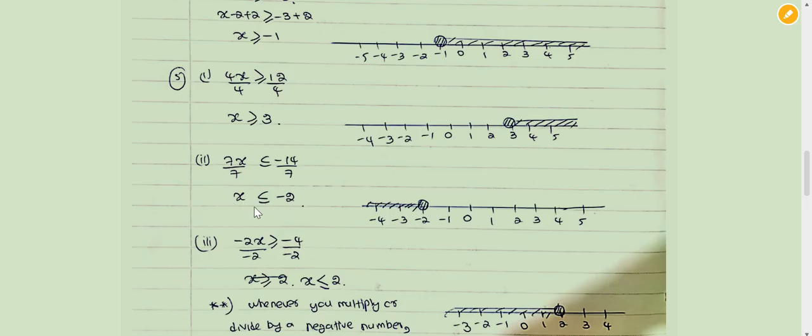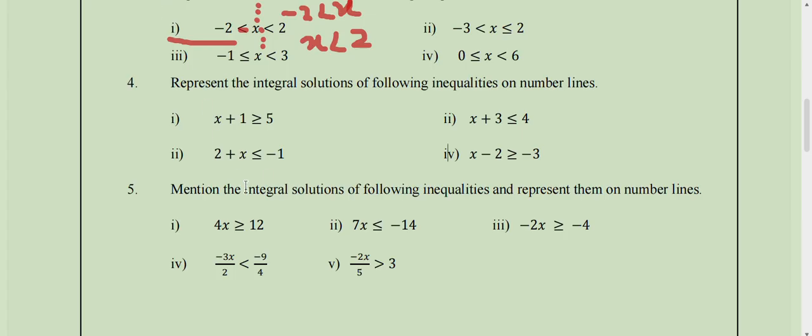So what does this mean? x is less than or equal to minus 2. Firstly you should draw a number line and mark minus 2, right? And draw a circle, and you should shade that circle because x is less than or equal to minus 2, right? So you should shade this region. Okay, question 3.